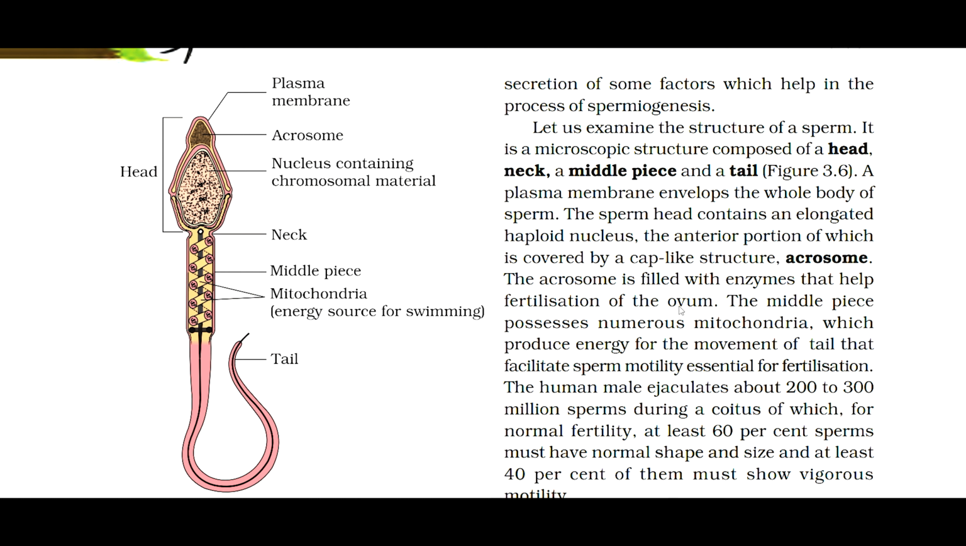The middle piece possesses numerous mitochondria which produce energy for the movement of tail that facilitates sperm motility essential for fertilization. The human male ejaculates about 200 to 300 million sperms during a coitus, of which for normal fertility at least 60% sperm must have normal shape and size, and at least 40% of them must show vigorous motility.